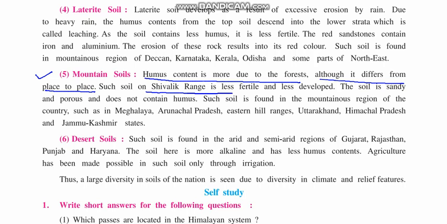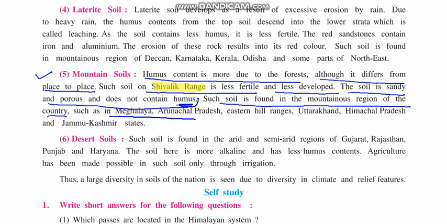Such soil on Shivalik ranges is less fertile and less developed. See, the soil which is found in Shivalik ranges is less fertile, while that found in other places is more fertile in comparison. The soil is sandy and porous and does not contain a lot of humus. Such soil is found in mountainous regions of the country such as Meghalaya, Arunachal Pradesh, Eastern Hill Ranges, Uttarakhand, Himachal Pradesh, and J&K. So these are some of the places where mountain soils are found.